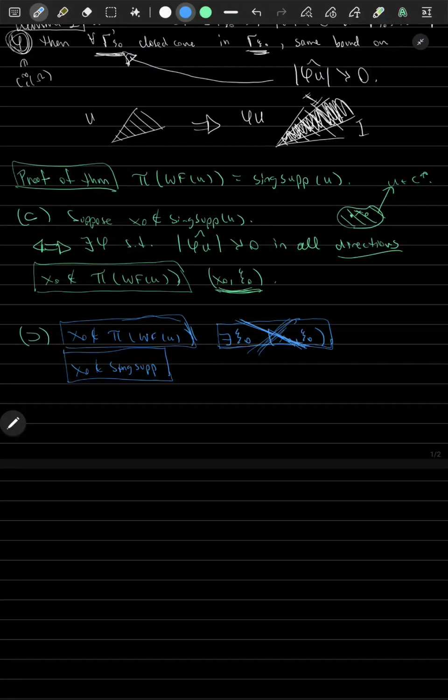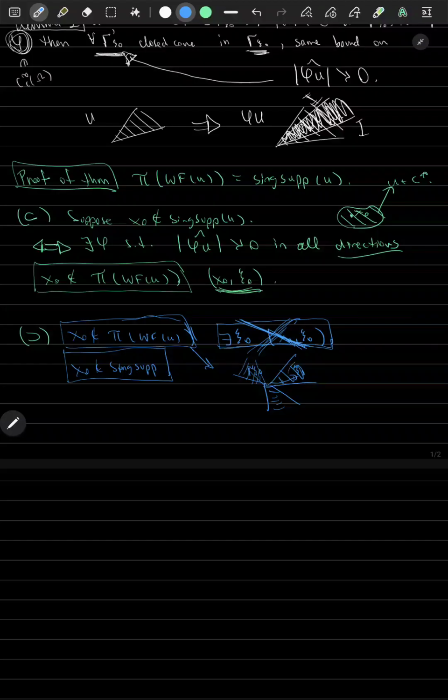And so that doesn't work, because for x0 to not be in the projection of the wavefront set, that means that yes, we would have rapid decay in all directions. So on this side we'd have rapid decay, on this side, that xi1, we would have rapid decay, and so on, we have rapid decay in all these.